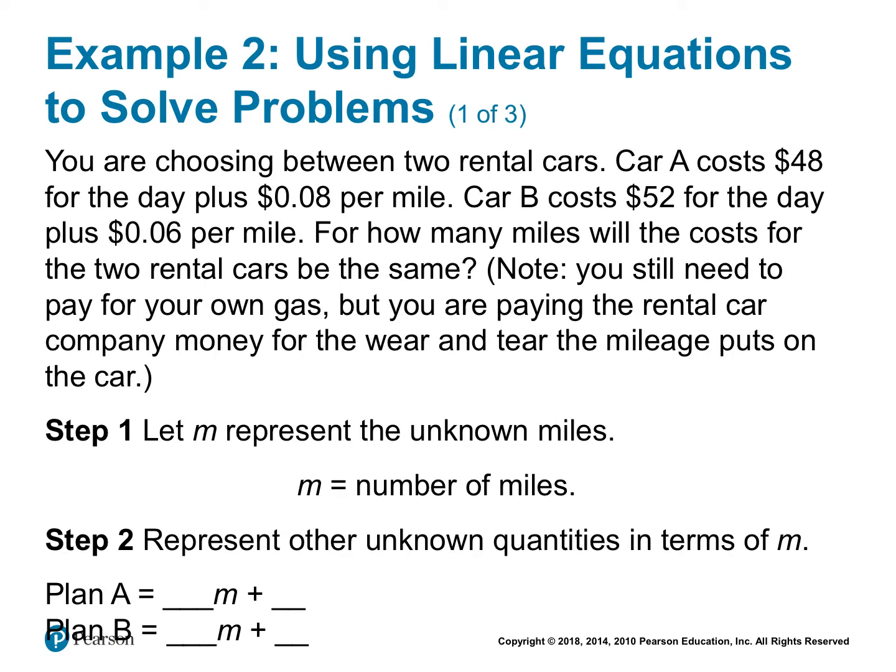Okay, example 2. This time we're choosing between two different rental cars. Car A costs $48 for the day, plus 8 cents for every mile you drive. Car B costs $52 for the day, plus 6 cents per mile. For how many miles will the cost for the two rental cars be the same? For same, that's another word for equals.